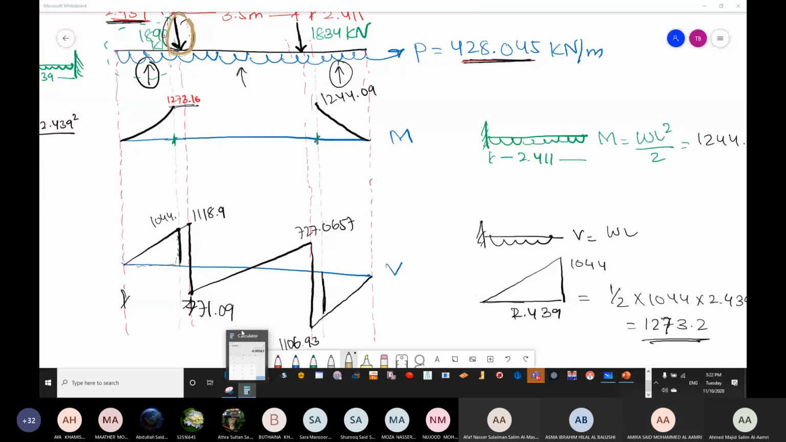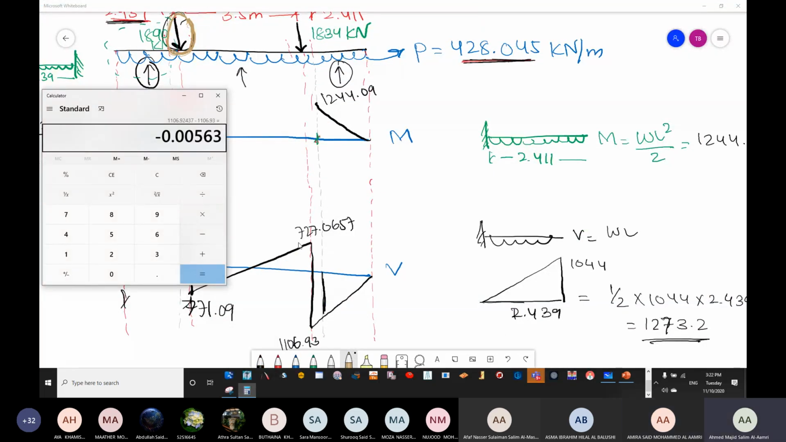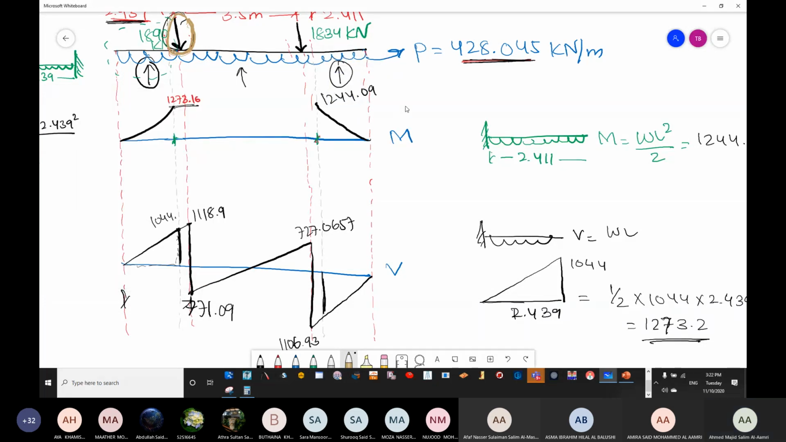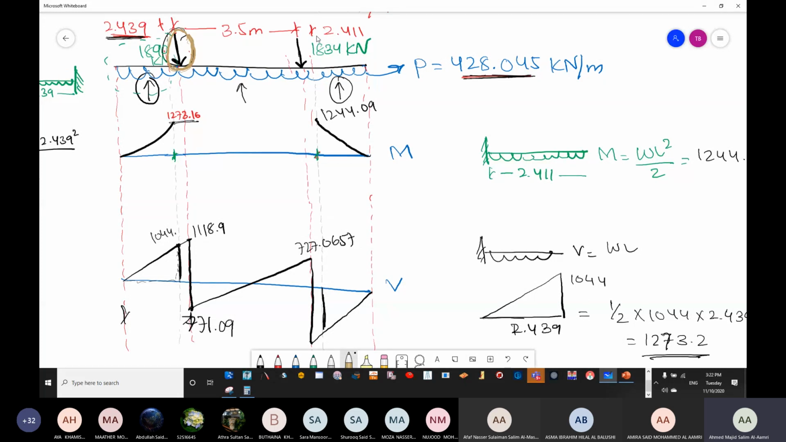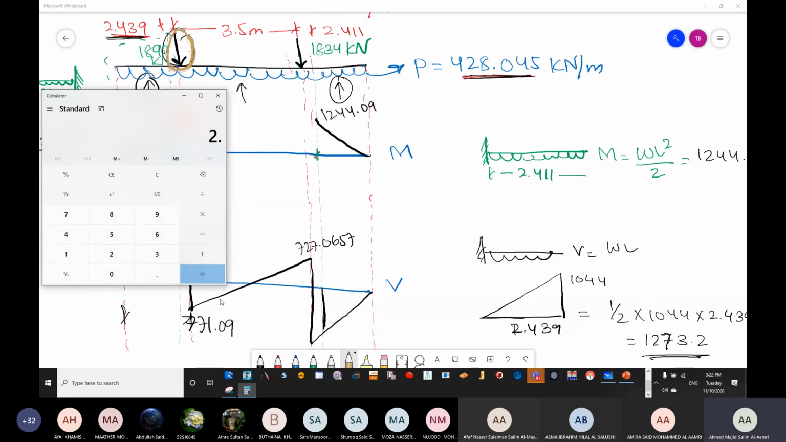Now, if we go and use a calculator, here we have got a value of 727.0657. And then we have a downward force of 1830. Negative to this point. I want to check whether it's correct or not. How? I need to calculate the pressure into the length. How much is the length? We have 2.44 till the face of the column, and then we have 0.1075. That's half of the column.